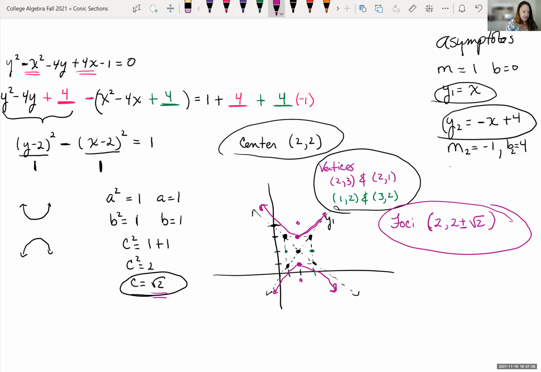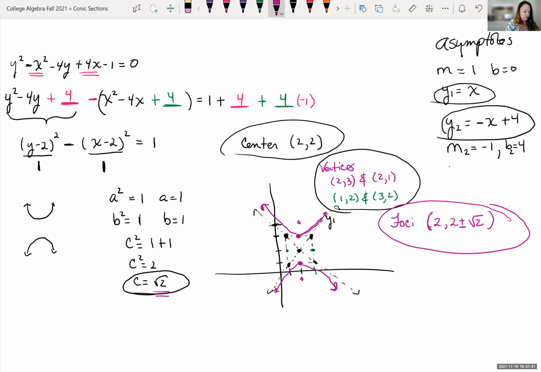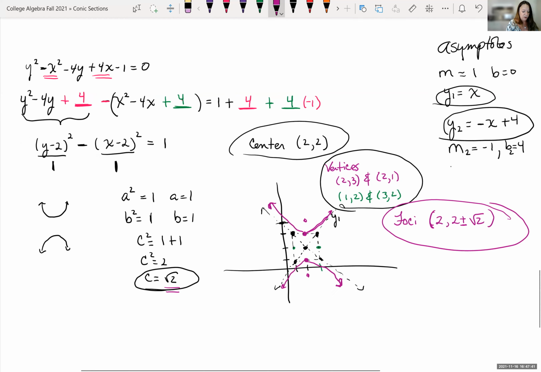So we're able to take that equation that wasn't in standard form for a hyperbola, put it in standard form, find and identify those important points and lines, and graph it.